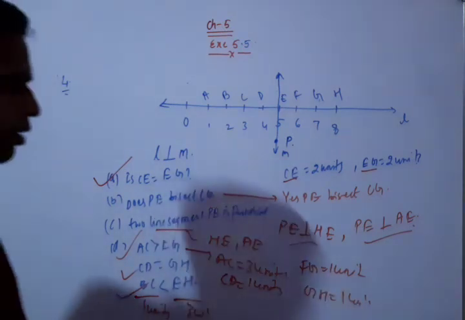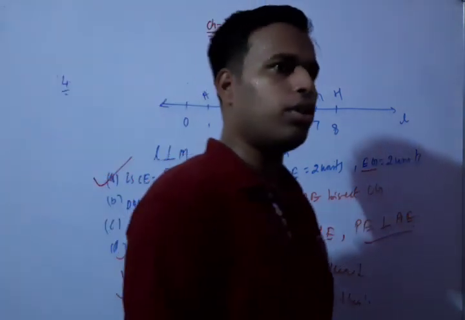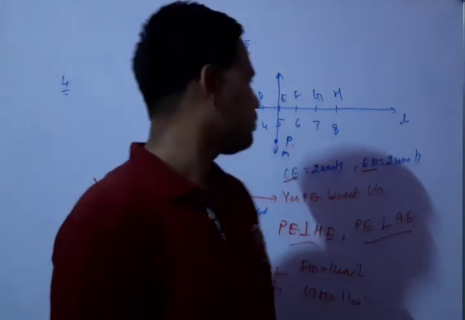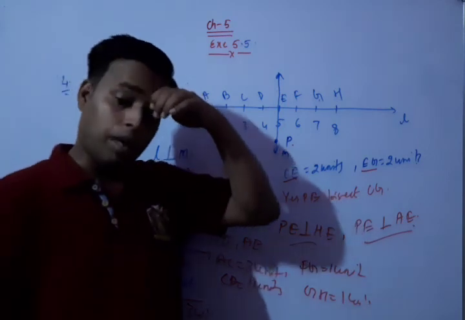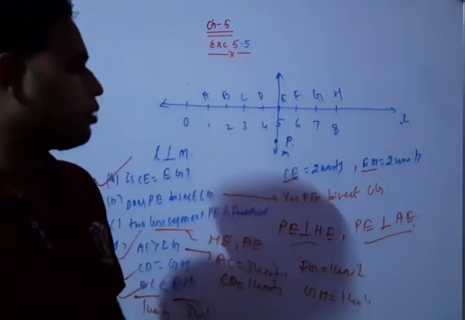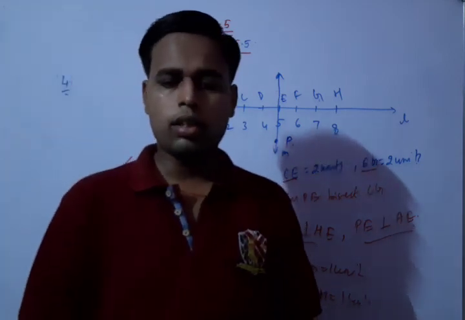So today we have done the remaining questions of exercise 5.4, and next we have seen the perpendicular bisector and bisector, and then we have completed exercise 5. So do this in your given homework.